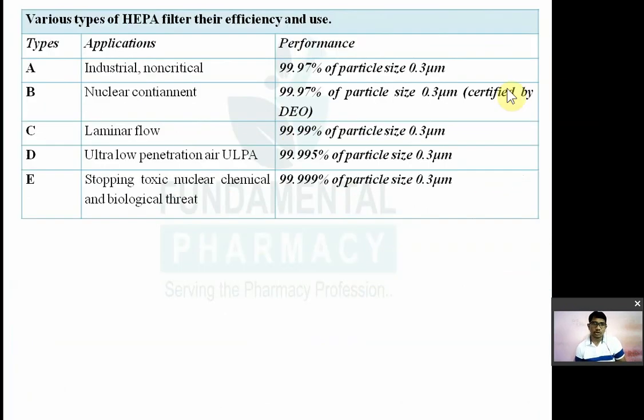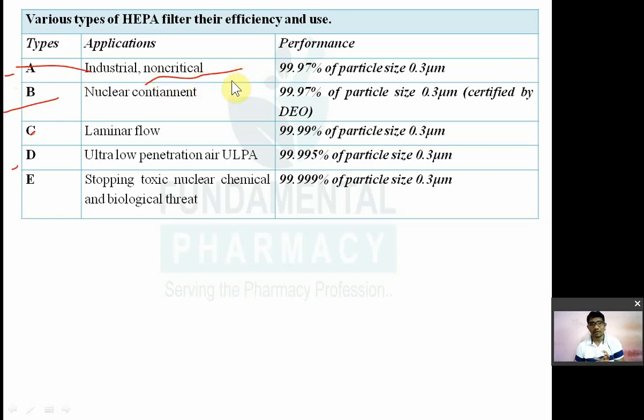Types of HEPA filters and their efficiency and use. There are different types of filter: type A, type B, type C, type D and type E. So what is type A HEPA filter and its use? Type A HEPA filters are used in the industry for non-critical operations. Non-critical मतलब क्या?